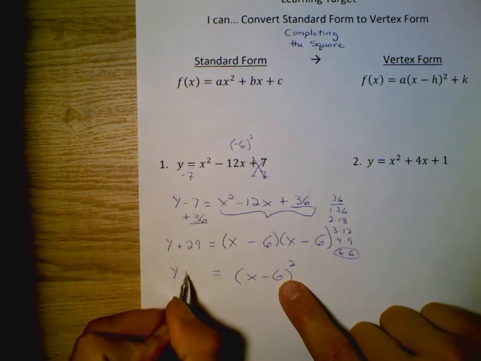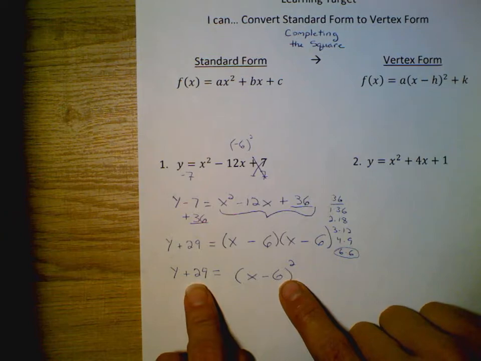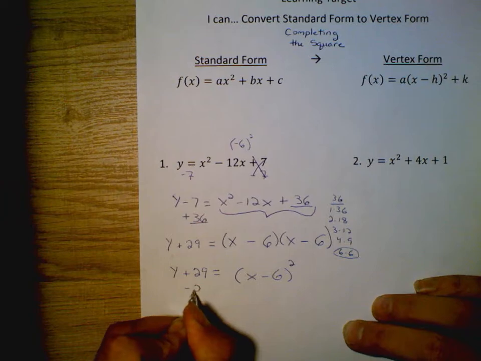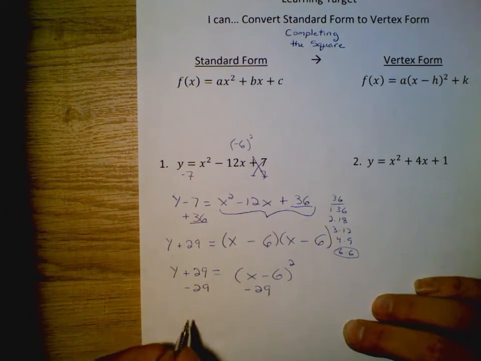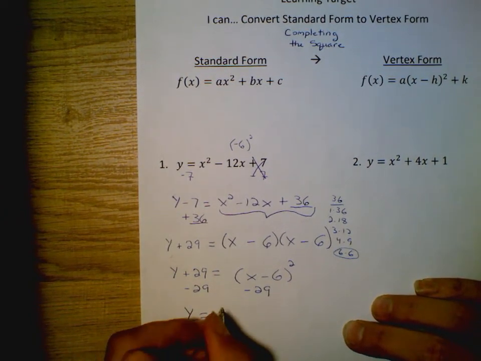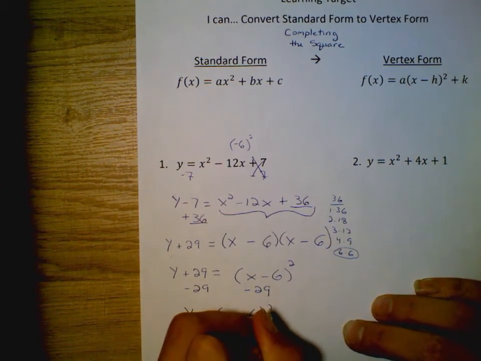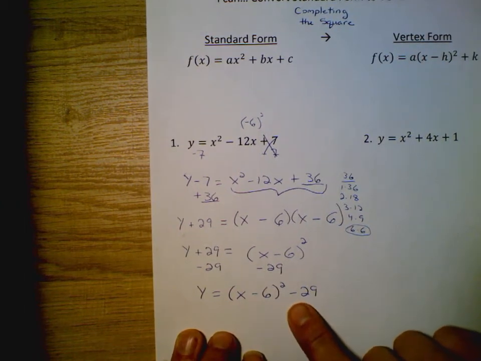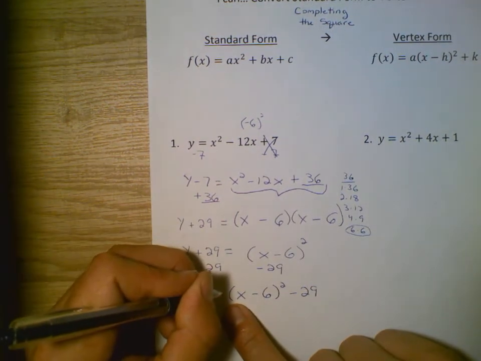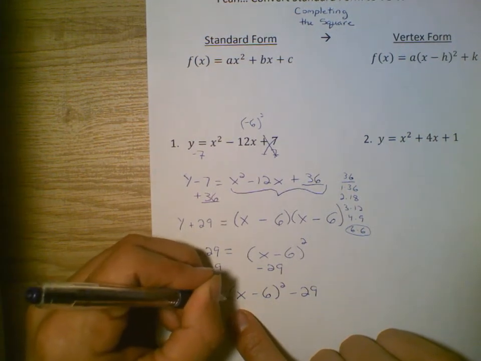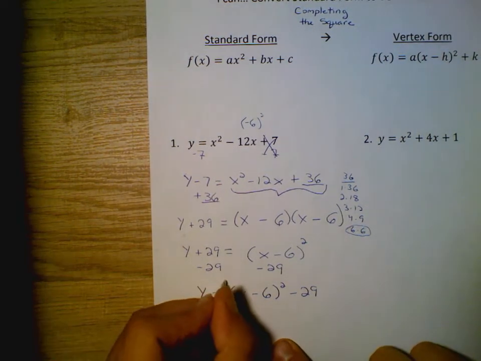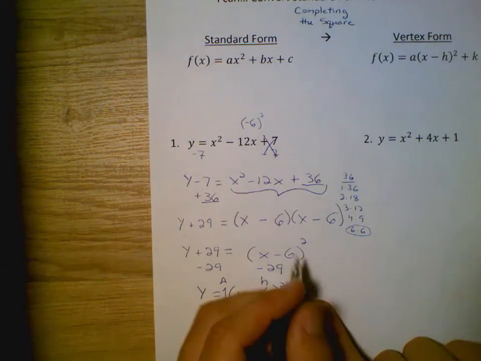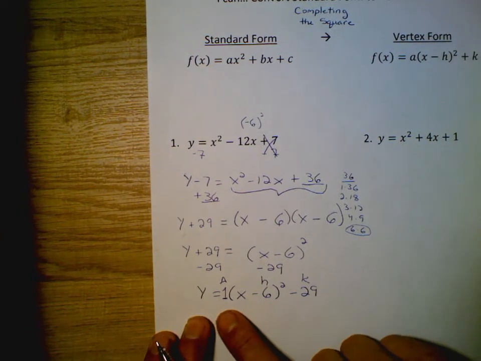And then we have y plus 29 on the left side here. Now, I'm actually almost done with the problem. All I need to do now is just subtract the 29 back over, and I get y equals the quantity x minus 6 squared minus 29. And you'll notice this is now in vertex form. The a that's not written here is technically a 1, so I'm going to write that in. So the a is a 1. The h is a 6, and the k is a negative 29. Okay, so this is now in vertex form.